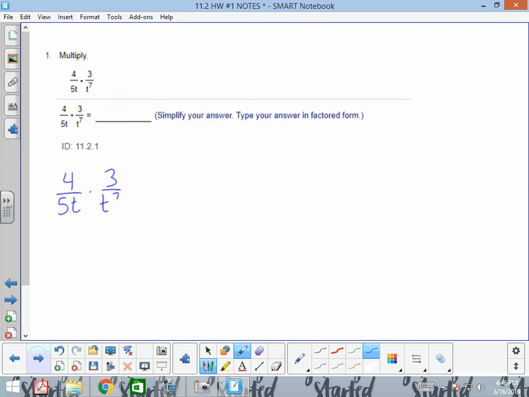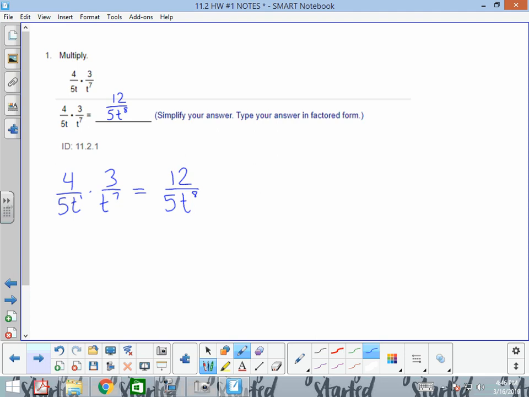Now let's look at multiplying rational expressions. First I want to see, can I cross-reduce? Well, in this particular problem, I cannot cross-reduce. The 4 and the 3 in the numerators do not reduce by the 5t and the t to the 7th in the denominators. So I'm just going to multiply the numerators, 4 times 3, and multiply the denominators, 5t times t to the 7th. Now remember, this is 5t to the first. So when we multiply, we add the exponents for the t. So 1 plus 7 is 8. So this answer is 12 over 5t to the 8th.